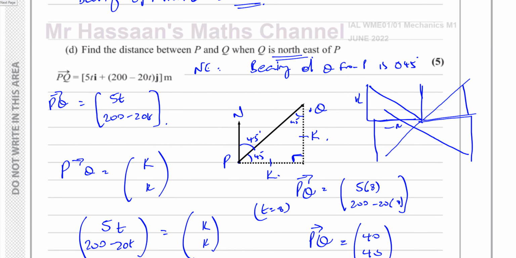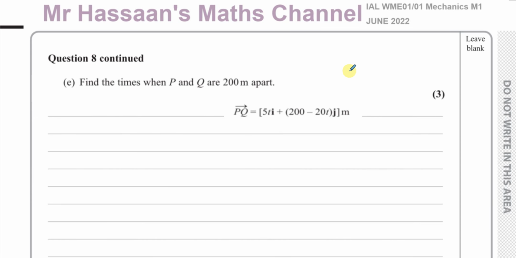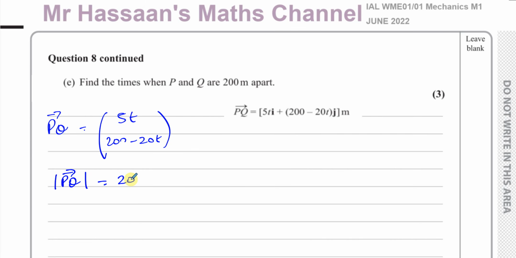All right, now for part E. It says find the times when P and Q are 200 meters apart. So again, this is the vector from P to Q, which is given by 5t in the I direction and 200 minus 20t in the J direction. So when are they 200 meters apart? When the magnitude between P and Q is equal to 200. Okay, so what's the magnitude between P and Q? Well, the magnitude of a vector is given by squaring the I component and adding to that the square of the J component.